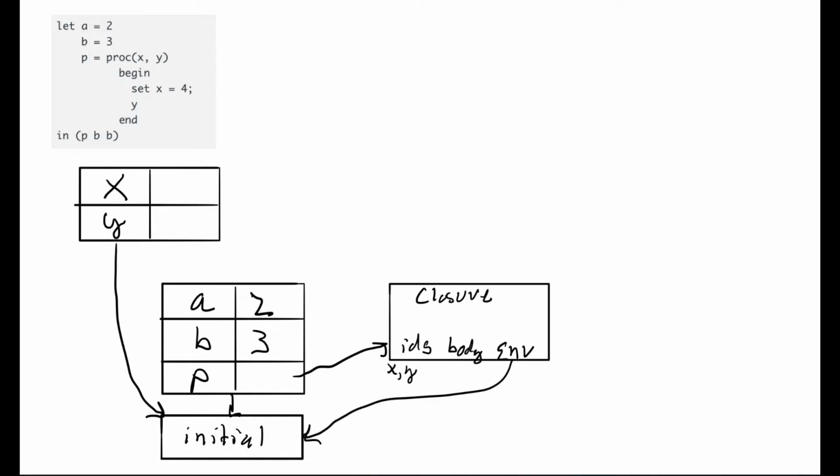So just so we can see this aliasing, I've gone ahead and drawn up the environment that gets created with this. So we have our initial environment. We're going to extend it with a, b, and p.